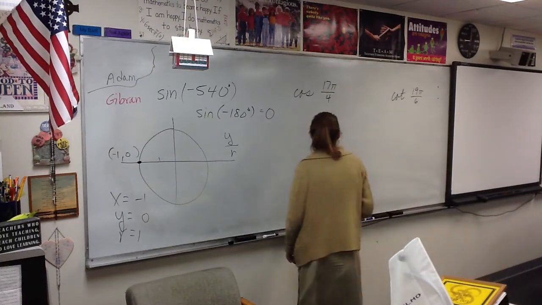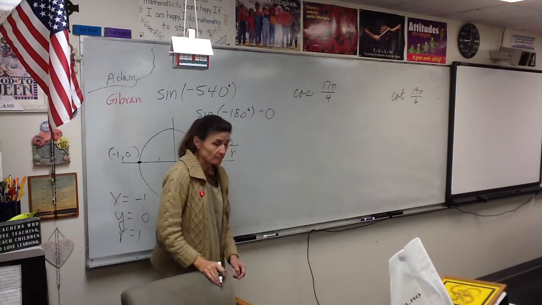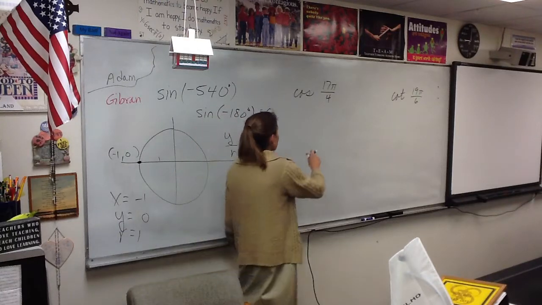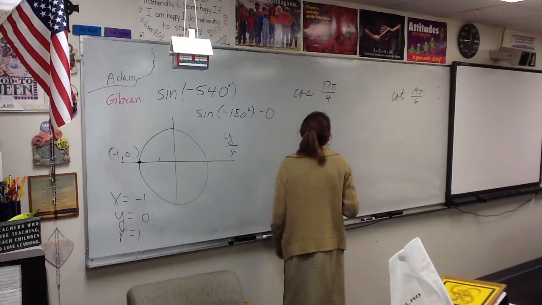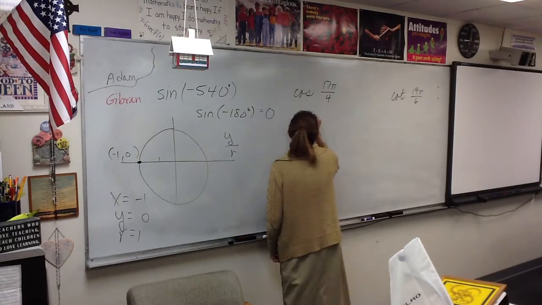All right, let's try this one. Cosine of 17 pi over 4. Wait a minute, that's a big angle too. What is that in terms of a mixed number? 17 fourths. 4 and 1/4.